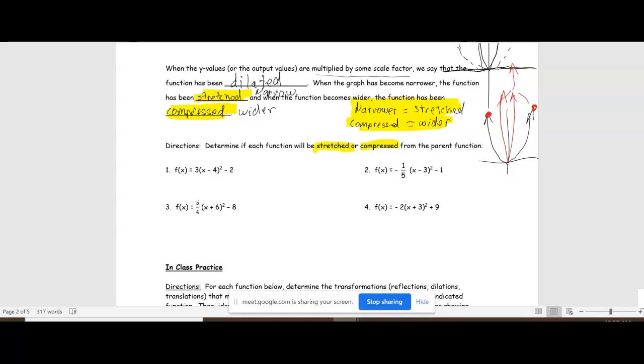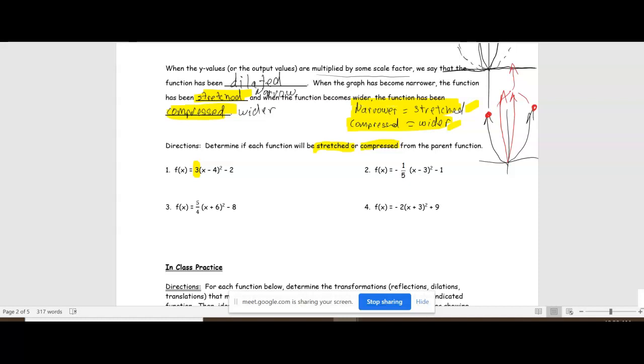All right, so if we get narrower, you're going to say that it got stretched. If we got wider, then you got compressed. All right, so number 1, Michael, what do you got there? If we have this 3 in front, that's going to do what? I put compressed.